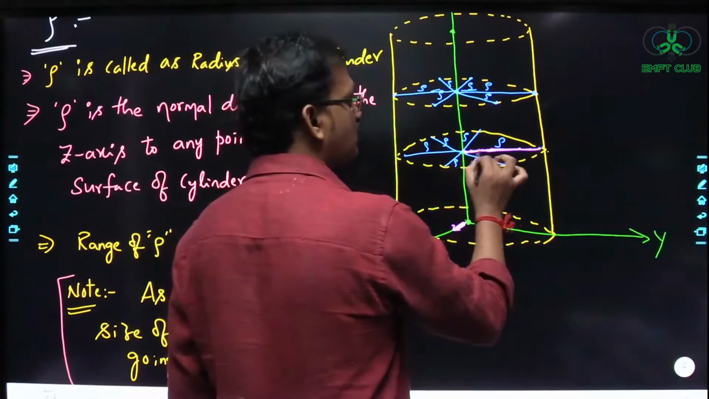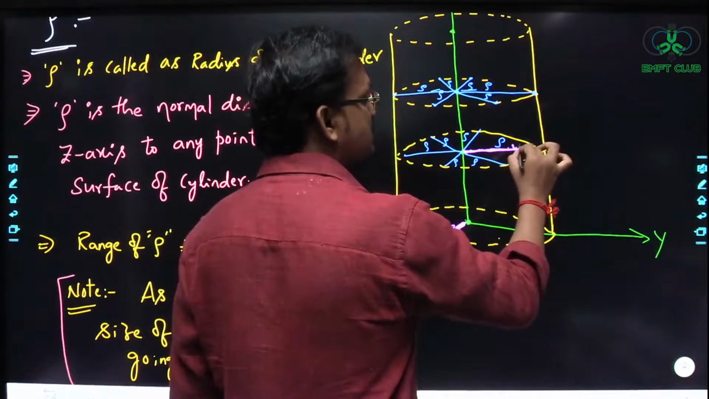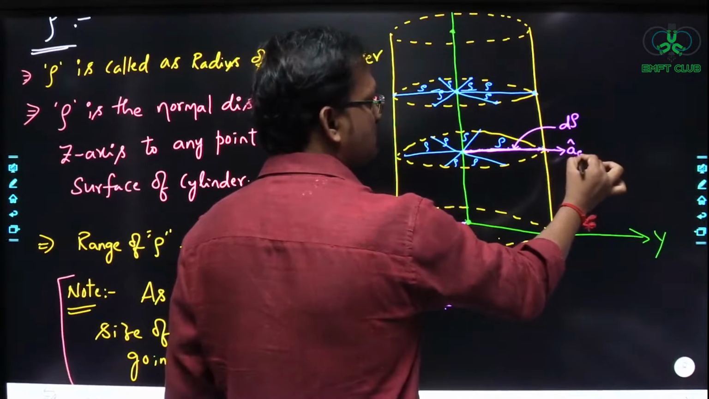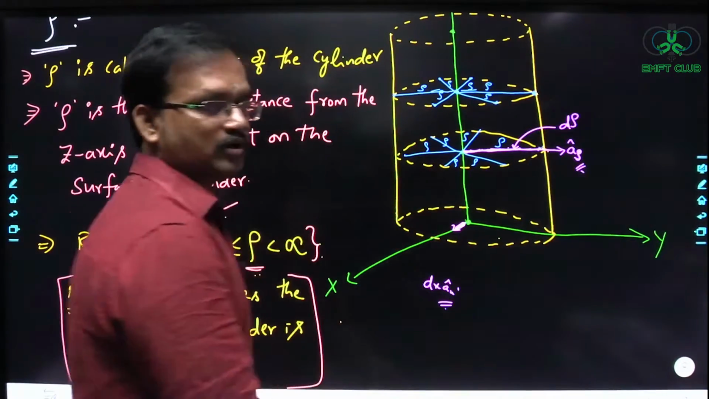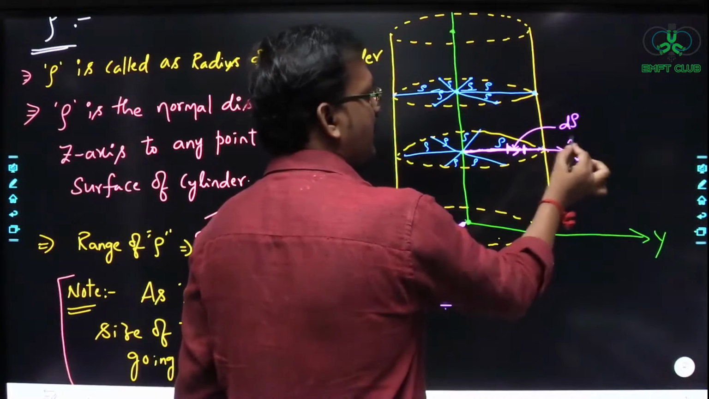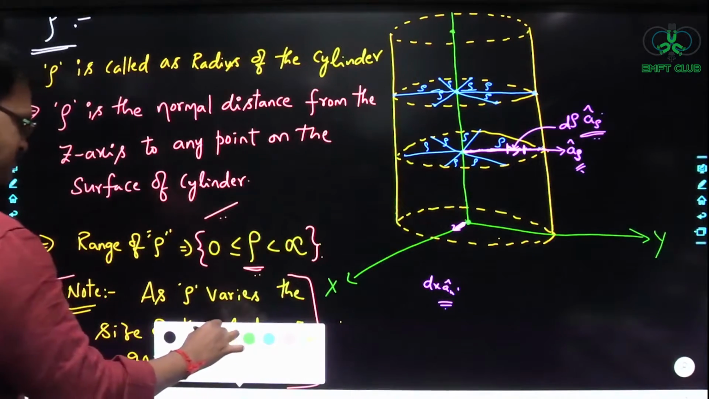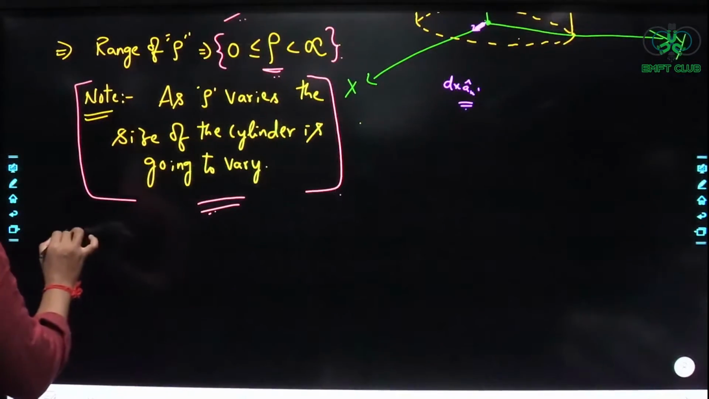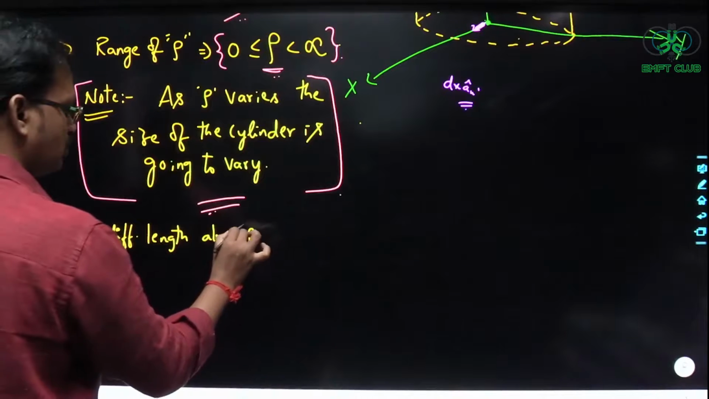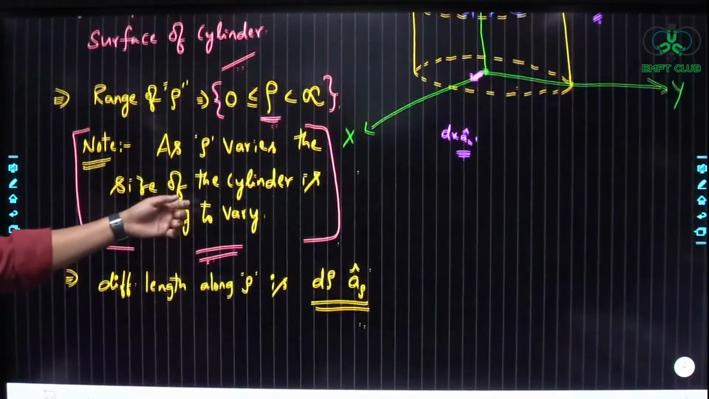Now here also, as I move along rho, I am moving simply along a straight line path, and hence I can represent the differential length along rho as d rho. And what is its direction here? Its direction is along rho cap. The unit vector along rho I am representing with rho cap. So if I consider a small differential length along rho, I can represent this as d rho rho cap. So the next point is the differential length along rho is d rho rho cap. Understood?